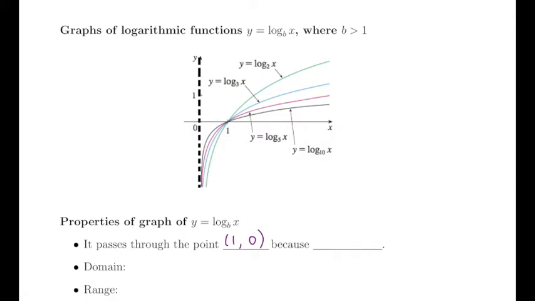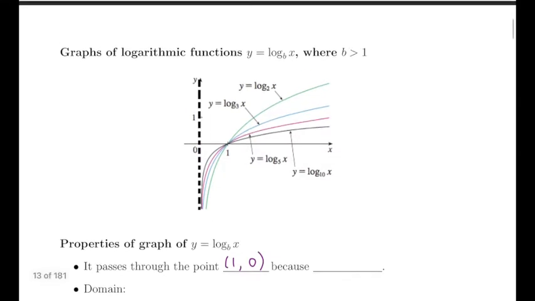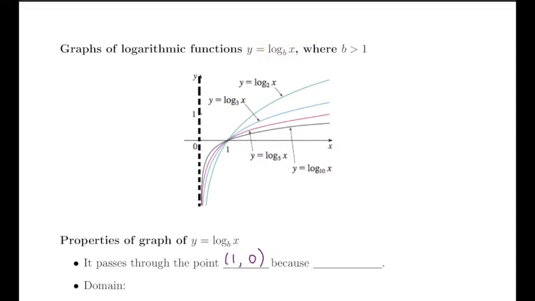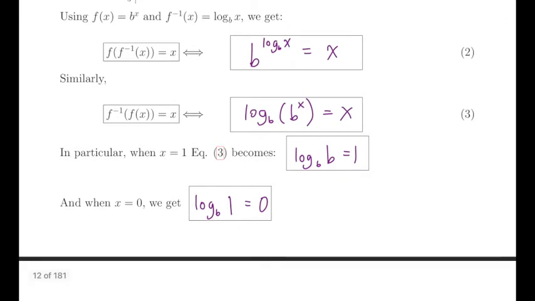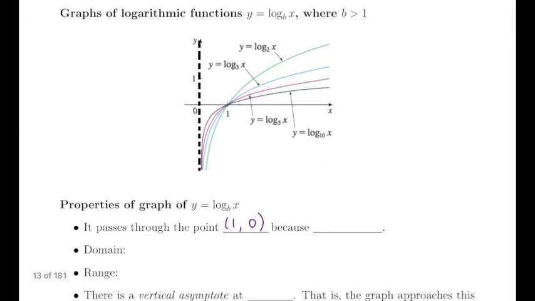Another way to think about it is by looking at the equation itself. The reason why the graph of log base b of x goes through (1, 0) is that if you plug in 1 here, log base b of 1 is 0, if you remember from the previous page. And so that's another reason why your graph goes through (1, 0), because log base b of 1 is 0.